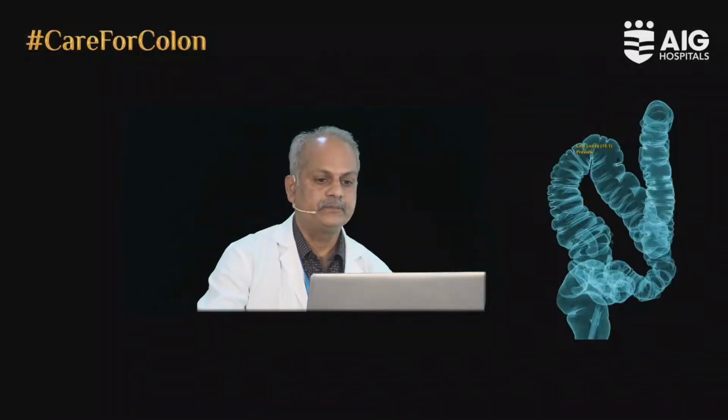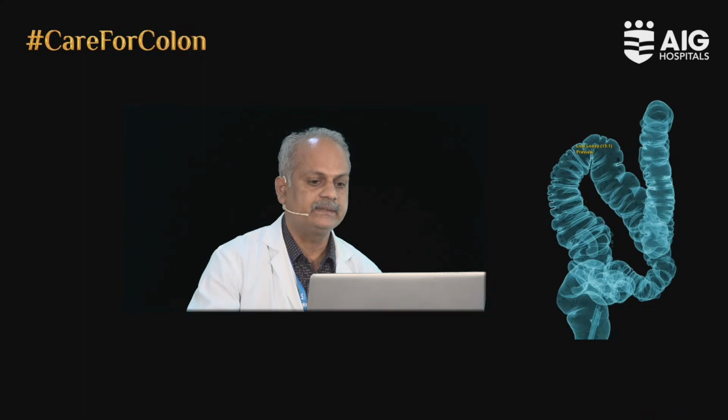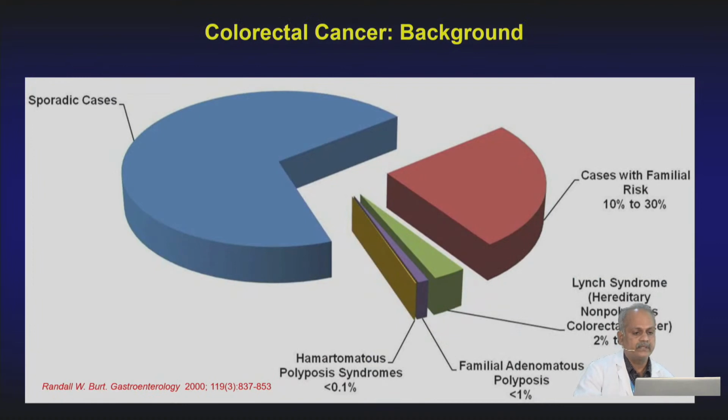Thank you, sir. Based on the data that we generated in-house and compared to the literature that is available, let me address in the next 15 slides whether the pathophysiological pathways of colorectal cancer in India are different from the West. Now, a quick look at the published literature suggests that the majority of colorectal cancers are sporadic cases, while 10 to 30% are cases with familial risk, and less than 3% form Lynch syndrome or hereditary non-polyposis colorectal cancer, and familial adenomatous polyposis and the hamartomatous polyposis syndromes are less than 1%.